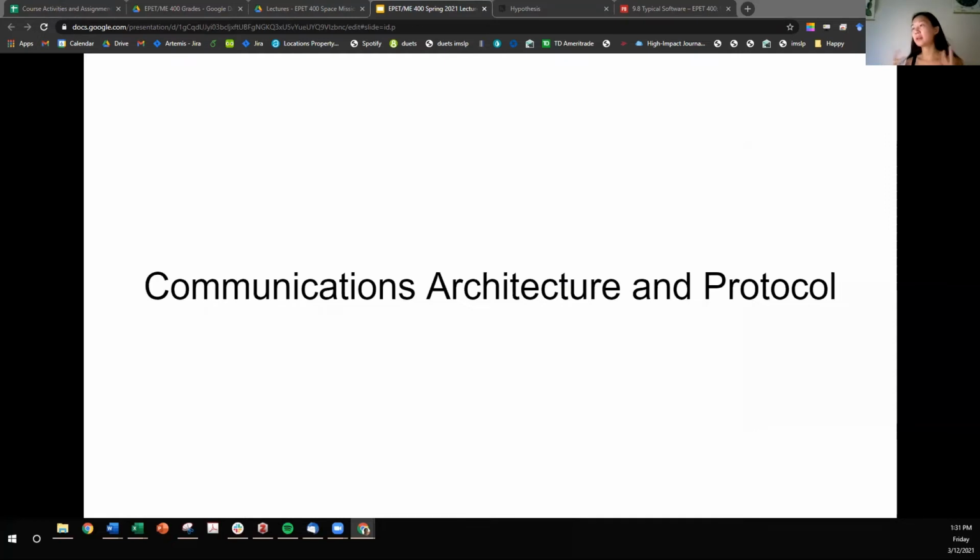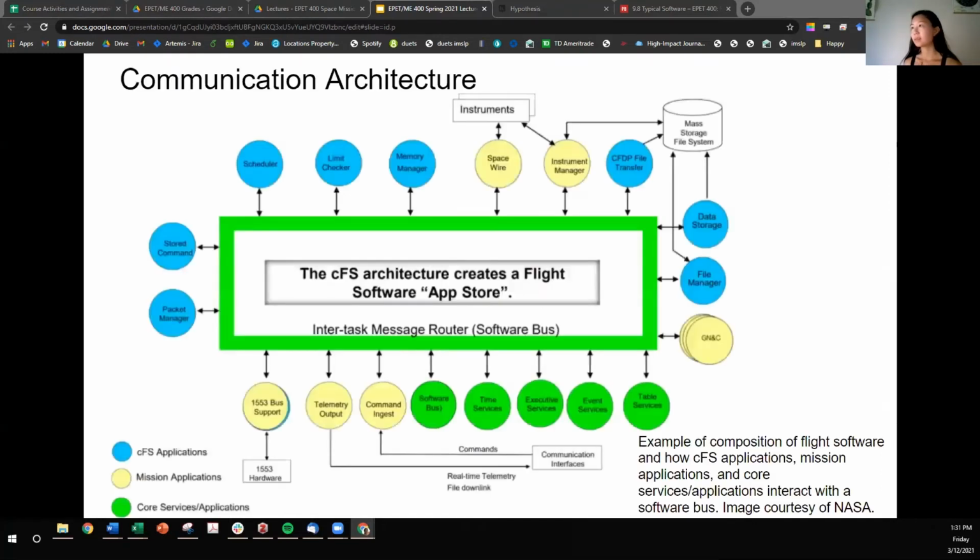So we just talked about software. Software architectures are like the skeleton, whereas the communication architecture are like the joints that connect the skeleton together. They get all the functions to transfer data in between. The communication architecture within software could be something like this.